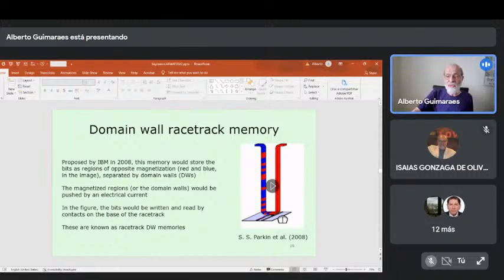The proponent of this model was Stuart Parkin, and it shows here a magnetic strip, where blue and red mean magnetizations in one way or the other way, and a current flowing through this racetrack moves the domains, and therefore they can be stored and analyzed. Here at the bottom, the domain walls are written in red, with different devices in the bottom here.